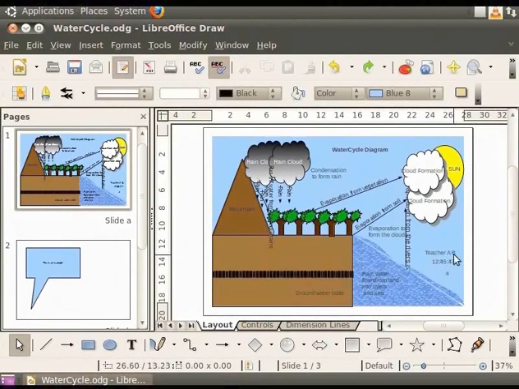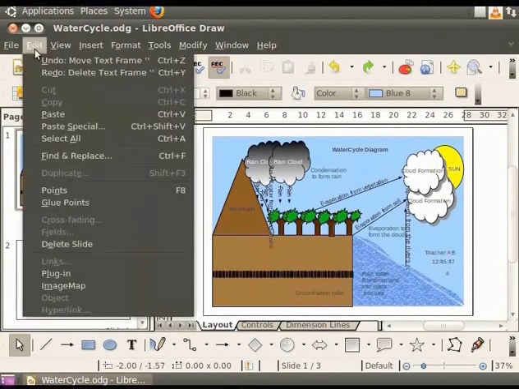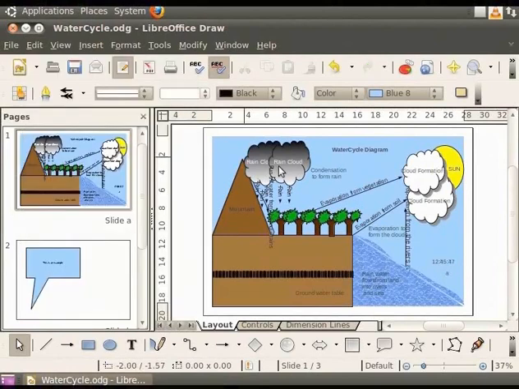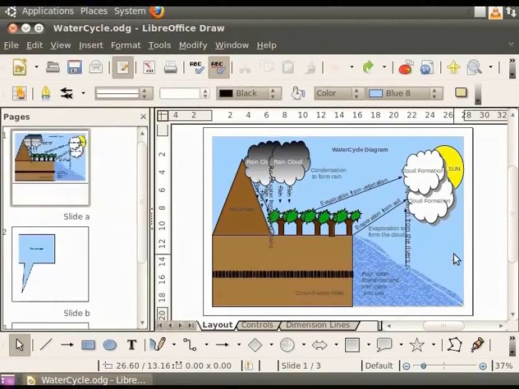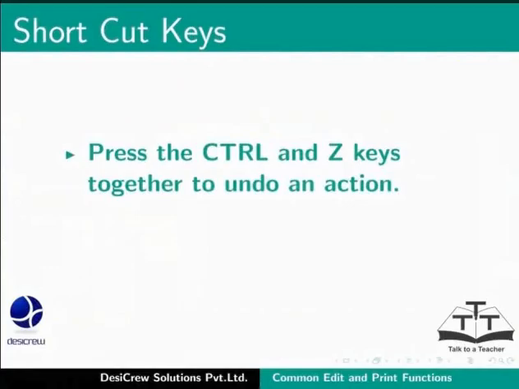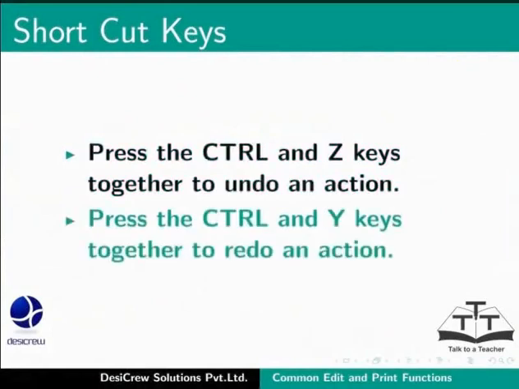We can undo or redo actions from the main menu too. From the main menu, select Edit and click Redo. The author's name is no longer visible. Let's press the Ctrl plus Z keys and undo all the field insertions we made. You can also use shortcut keys from the keyboard for the undo and redo commands. Press the Ctrl and Z keys together to undo an action. Press the Ctrl and Y keys together to redo an action.